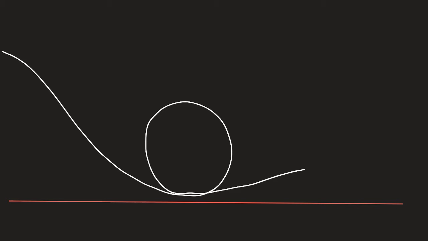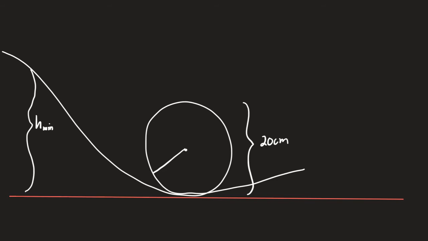If you paid attention to the video, you know that the top of the loop was 20 centimeters above the ground. Theoretically, what would have to be the minimum height to successfully navigate the loop? We talked about it yesterday.